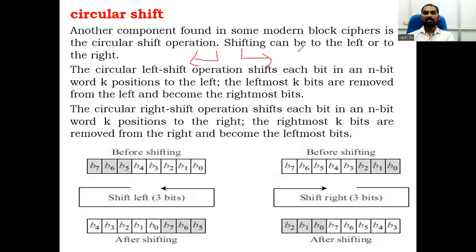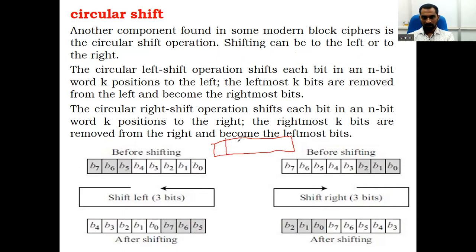For example, consider a logical shift. This is the data: 0, 1, 1, 0, 0. If you apply a logical shift by 1 bit, simply I'll move all the data by 1 bit and replace the remaining empty place with 0. That's what we learn in logical shift. But circular shift is different. First I'll explain logical shift, then I'll come to circular shift.